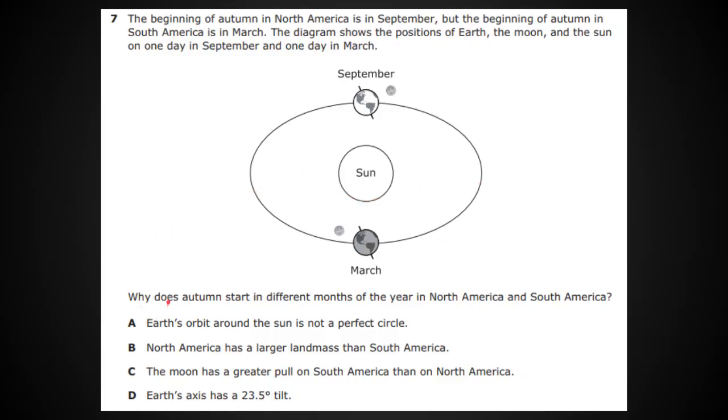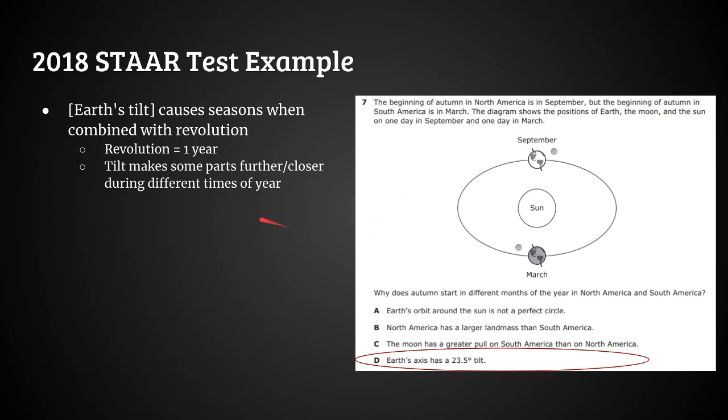The question here asks why autumn starts in different months of the year in North America and South America. We find that it is because of the Earth's tilt and the revolutionary period, meaning that it's not the same all the time. That's why it's on different days for different parts, because they are in the south and they are in the north.